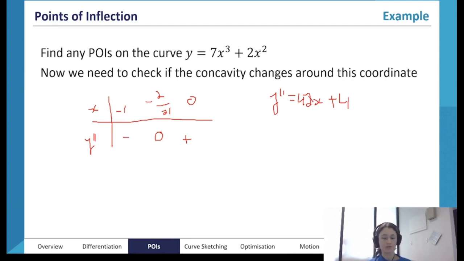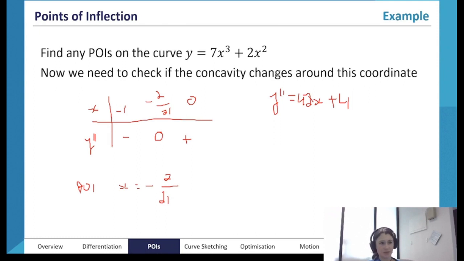Okay, so this tells us that this point, negative 2 on 21, is actually a point of inflection because both of our requirements are satisfied. So our point of inflection occurs at x equals negative 2 on 21.